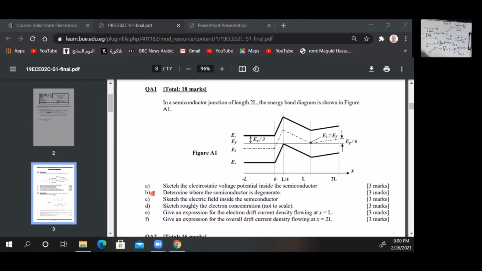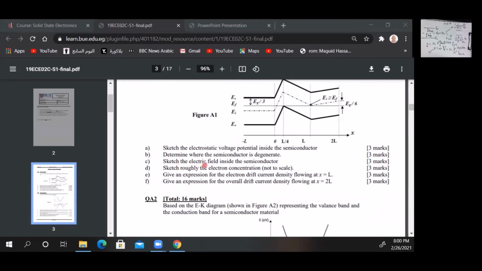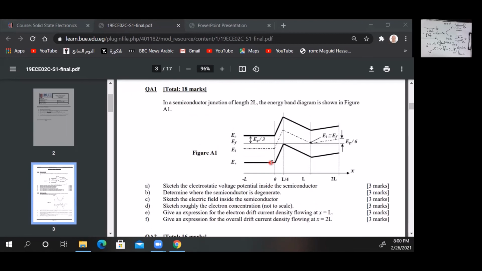Of course, I elongated the answer in order to refresh your memory, but you are intelligent enough that in the final exam, you just have to search for this point where EF and EV are overlapped, and then this is the degenerate point. Now sketch the electrical field of the semiconductor. This is the next requirement.